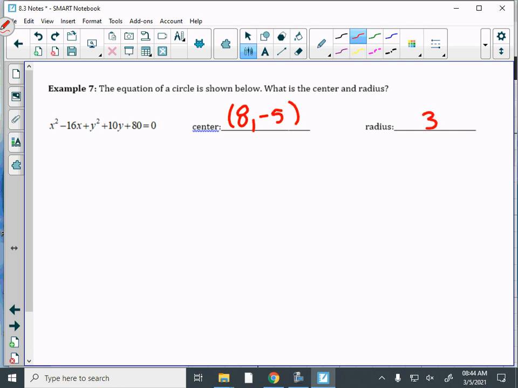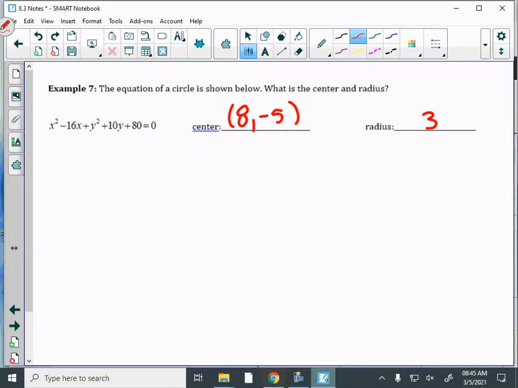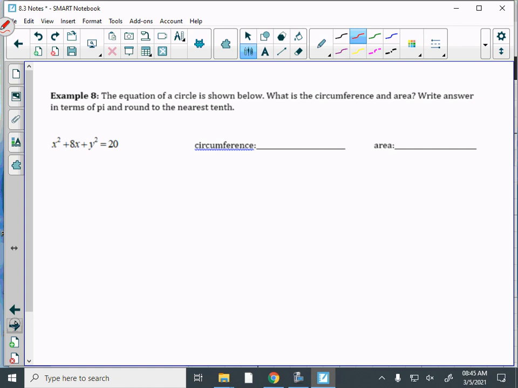So often what I see on the OST, they will give you something like this, and they'll be like, what's the radius? So all you have to do is just graph it, count across, cut it in half, you have your radius, move on to the next one. Right? We used to have to do this really long process, and now it's much quicker.